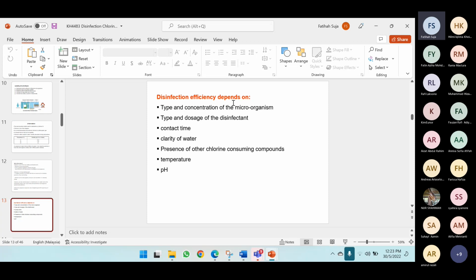Disinfection efficiency depends on the type and concentration of the microorganisms, the type and dosage of the disinfectant based on what types you choose, contact time, clarity of water, presence of other chlorine-consuming compounds, temperature, and pH.